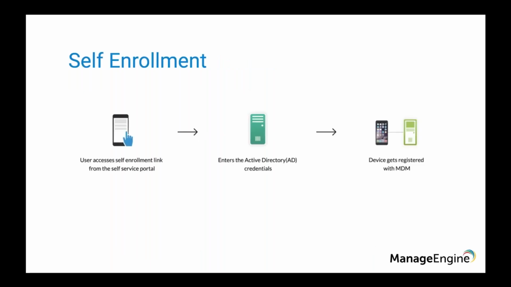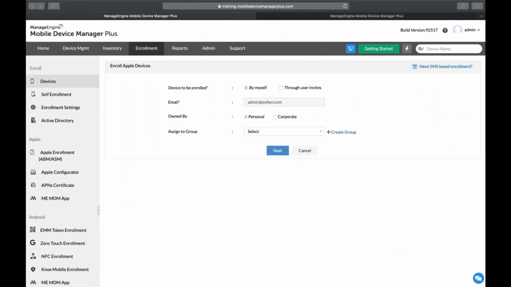Our next enrollment option is self-enrollment. Self-enrollment is a process where the users themselves access a particular enrollment link from any self-service portal. They can enter their Active Directory credentials and the device would be registered with the solution itself.